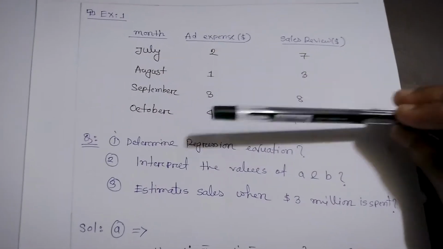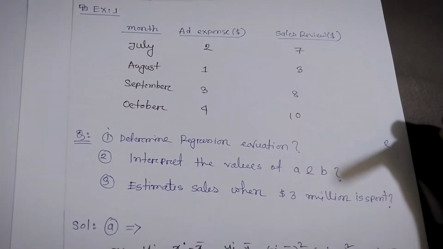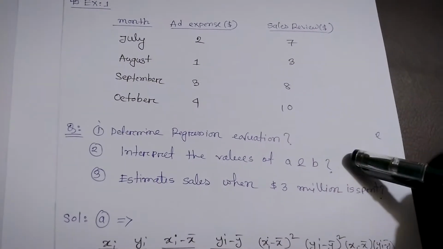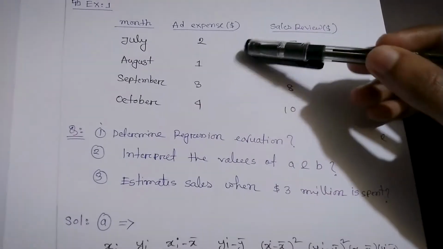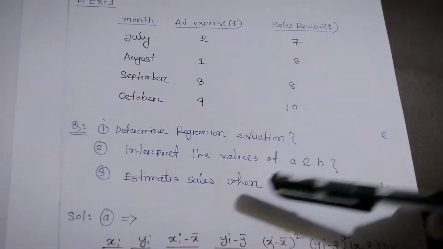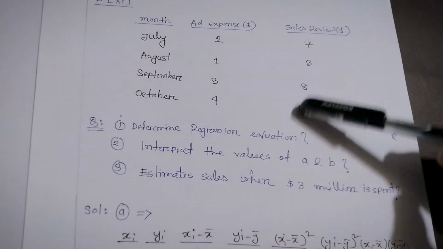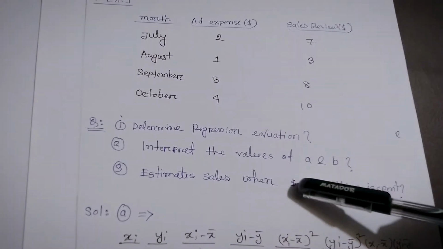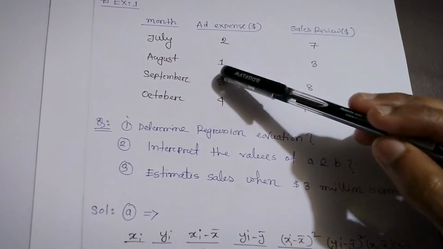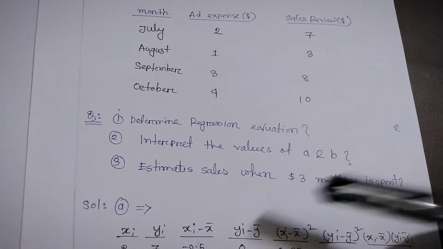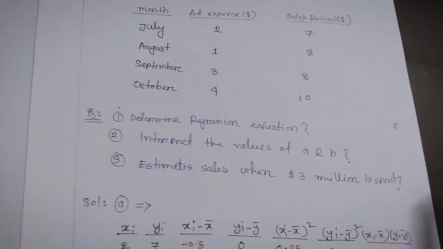When you spend $3 million, how would your sales revenue be? We have just captured an equation where we give the value of x and find the y. So this is your x and this is your y. You need to estimate sales. This is the y when you spend an ad expense of 3 million. So this is your x, which is given. Now you need to find the y for that.